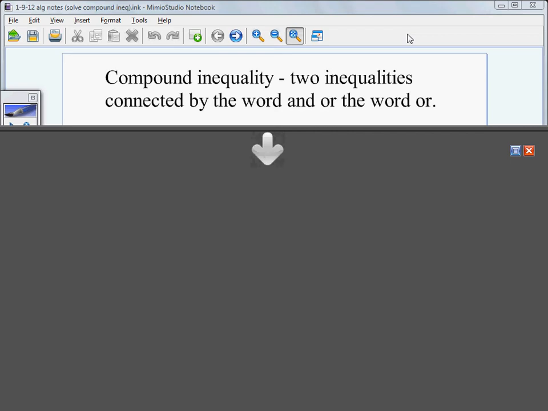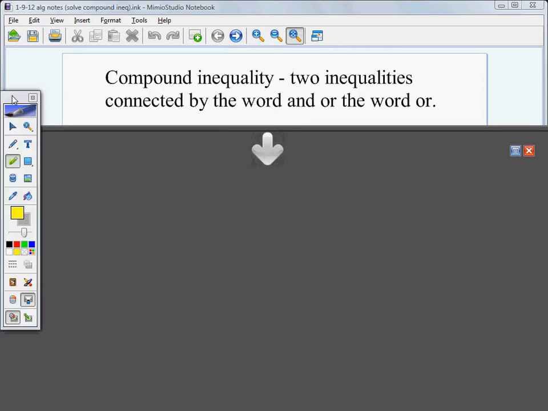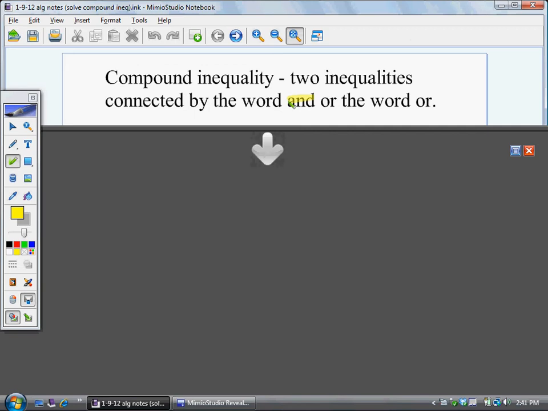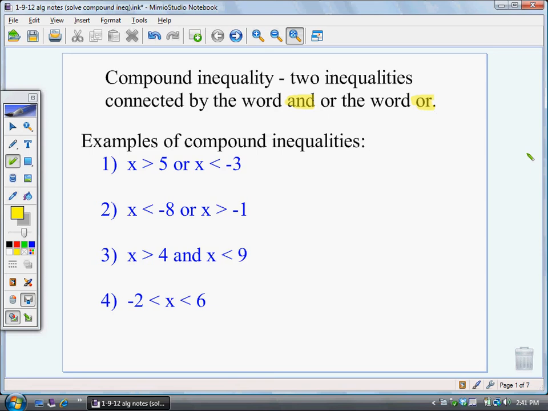Okay, in this lesson we're going to talk about compound inequalities. A compound inequality is just two inequalities that are connected by the word and or the word or. And on this page I just have a few examples of what compound inequalities look like.